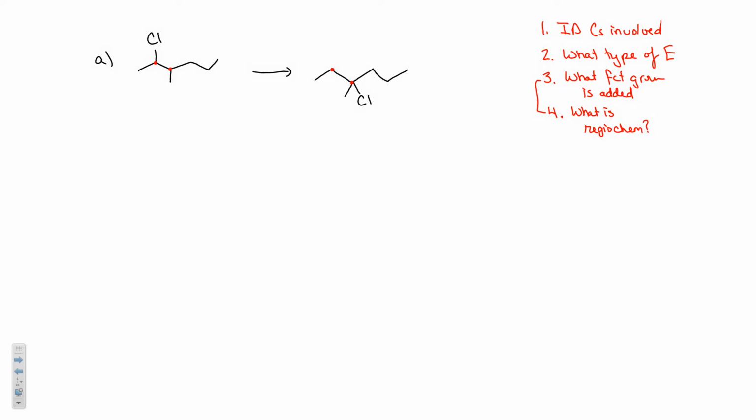What type of elimination are you doing? So is it Hoffman or is it Zaitsev? So if I'm looking at this, we know which carbons are involved, the red ones, and then which one, what type of elimination am I doing? What's my product here? It's going to be Zaitsev because it's going to the more substituted side.